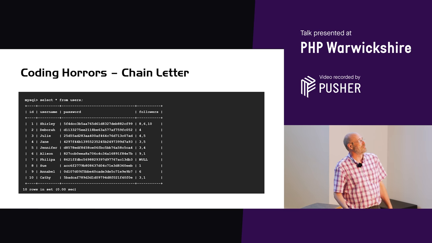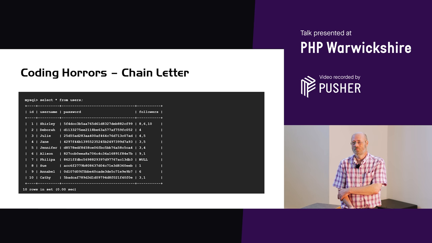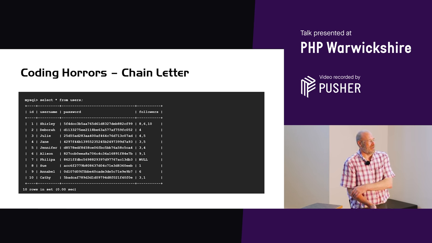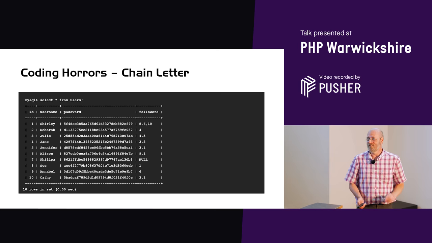A user table. Look at those followers. Followers, comma-separated list of primary keys for other users that follow you. Ooh, okay. Again, this is a very common novice mistake.